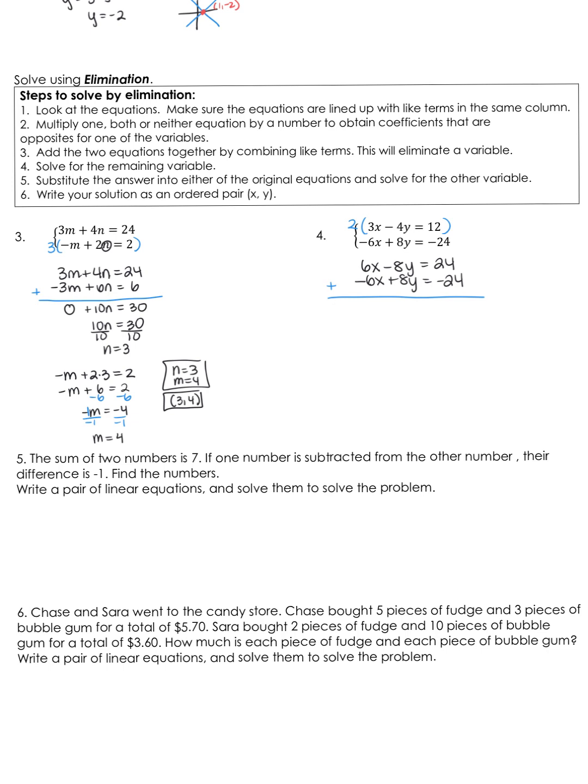What's 6x plus negative 6x going to give you? 0. What's negative 8 plus 8 going to give you? 0. What's 24 plus negative 24 going to give you? 0. So then what's 0 plus 0? 0 equals 0. What happened to my x's? Or my y's? Everything disappeared, right?